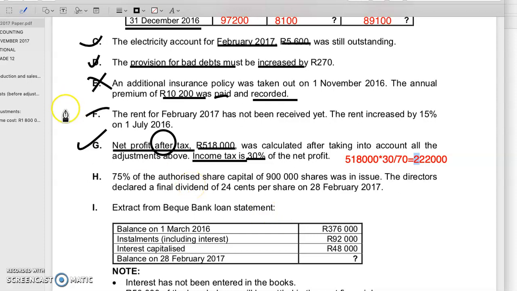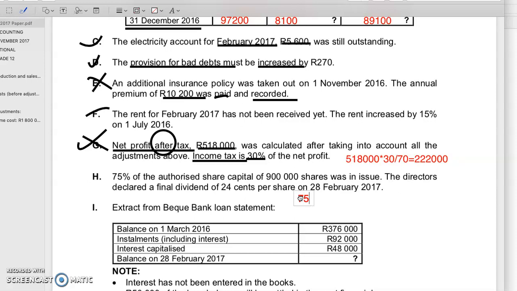Okay, we're now looking at H. We did G and we're looking at share capital. So we're told that 75% of 900,000 shares was in issue. Straight away, we should probably calculate how many shares are in issue.